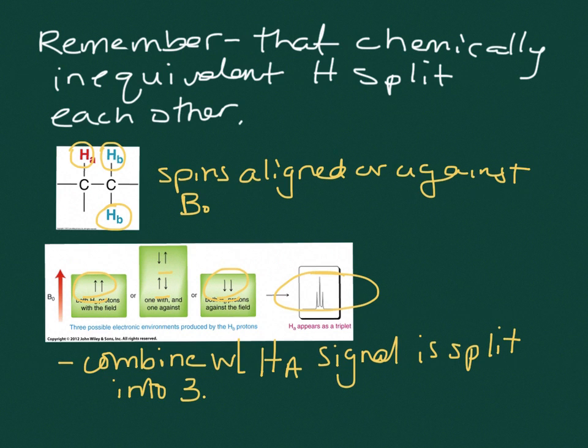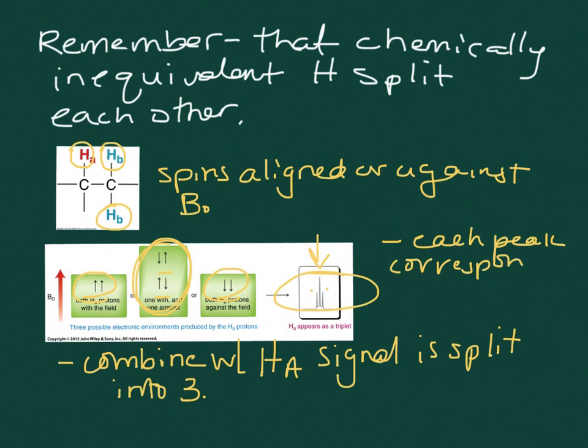Now you can see the intensity of the center peak is almost double the intensity of the outer peaks. And this is because there are 2 different possibilities for that particular energy. So remember that each peak that we see corresponds to a delta E, the resonance frequency.